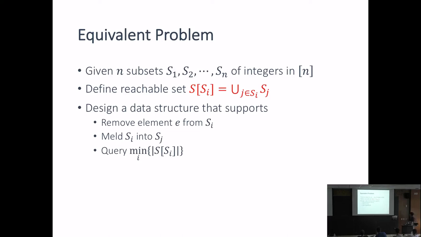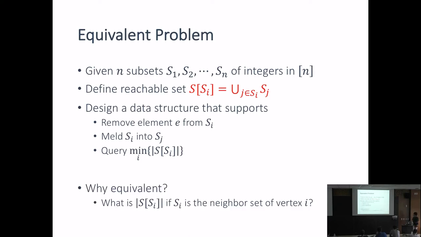Okay, and then we are asked to design a data structure that supports three operations. The first one is to remove element E from Si, and the second one is to merge Si into Sj. That means we replace Sj by the union of Si and Sj. And the third operation is to query the mean of the sizes of all reachable sets. So why is this random question equivalent to the question of finding min-degree ordering? It's actually very easy to see.